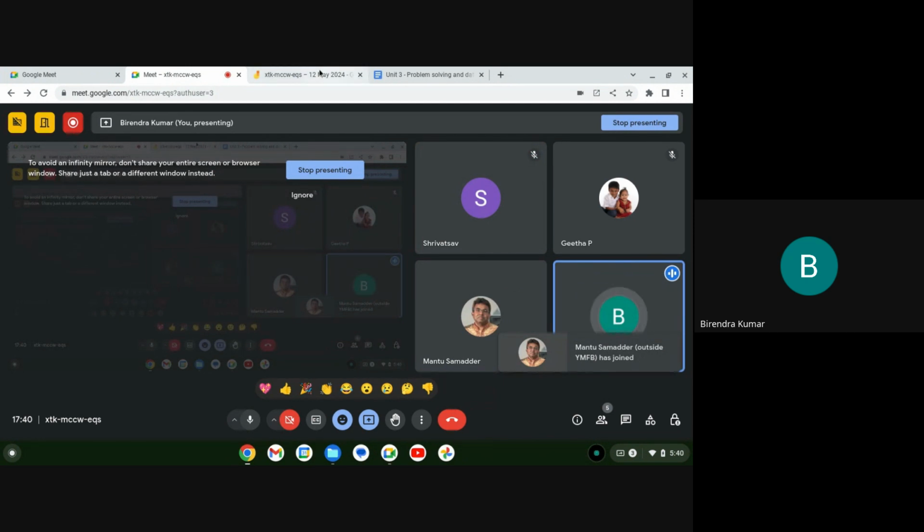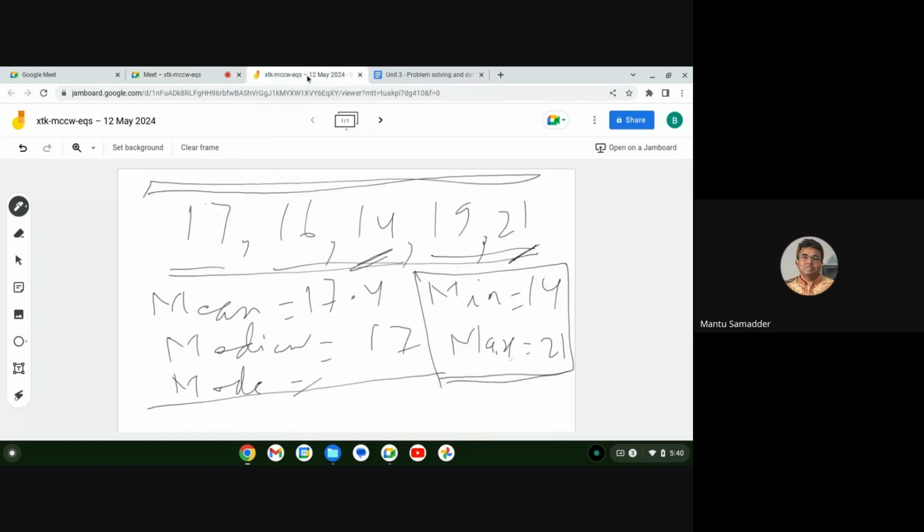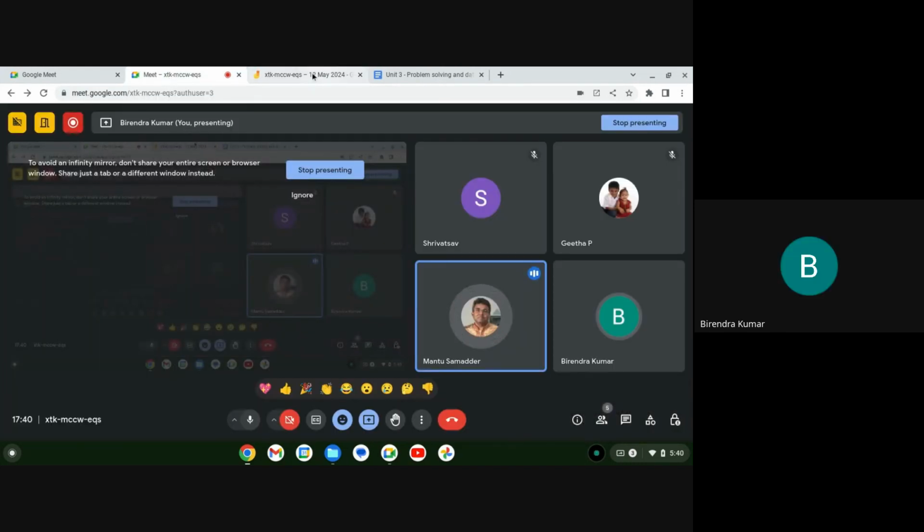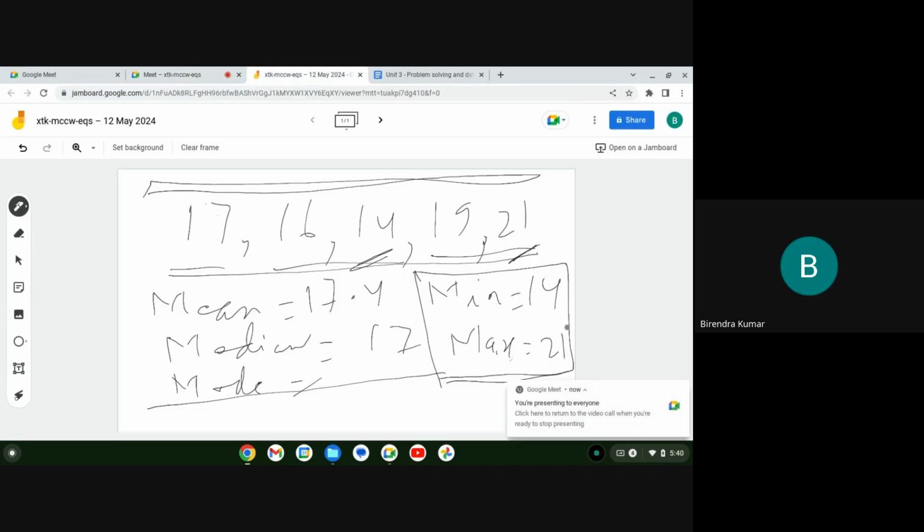Hey Mithran, did you find the mean? Yeah, so for the mean, I got 17.4. Yes, you're right. So that's what my calculation was. So we got mean, median, mode, and now there's another thing that we're looking at, that is called minimum and maximum. So by looking at these numbers, what is my minimum? 14. What is my maximum? 21.